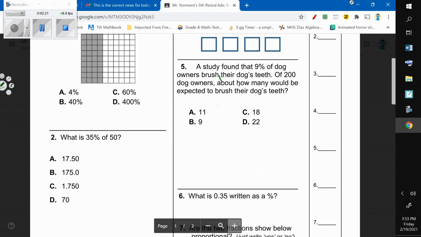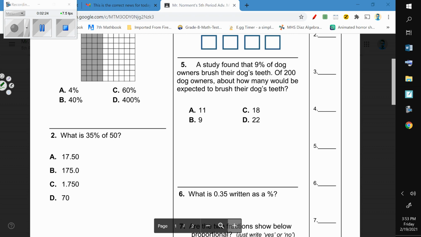Number 5, a study found that 9% of dog owners brush their dog's teeth. Out of 200, how many would be expected to brush their dog's teeth? So you're going to convert this to a decimal and multiply it times 200. Or when you find 9% of 200, you can also set up a proportion.